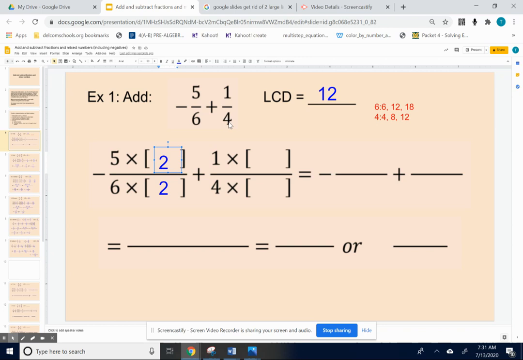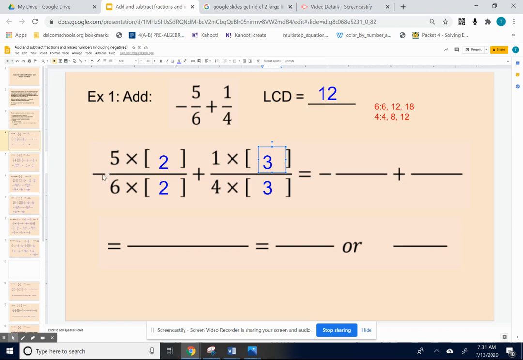Look at your second fraction. It has a 4 in the denominator. So 4 times what will give you the 12? That'd be 3. So you got to take the top and the bottom of that fraction times 3. So we just got a common denominator, or we're getting it.